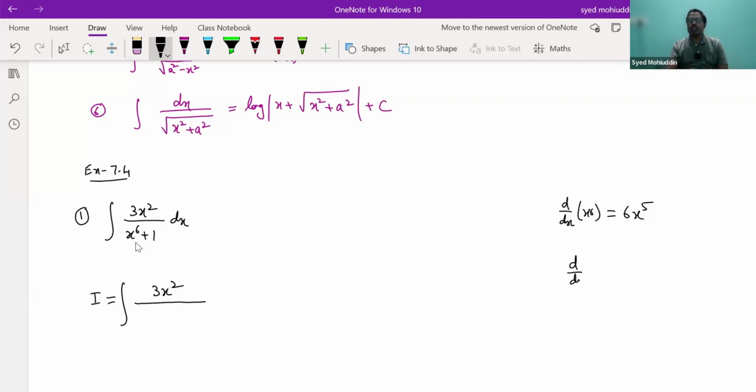So if you want to get x square, the best way is you should have x cube. The differentiation of x cube will be what? 3x square. So that 3x square will come in the numerator. But how can you write x cube here? Can I write x power of 6 as x cube to the power of what? This plus 1 will remain as it is. So what should be the power of 3 so that it becomes 6 there?